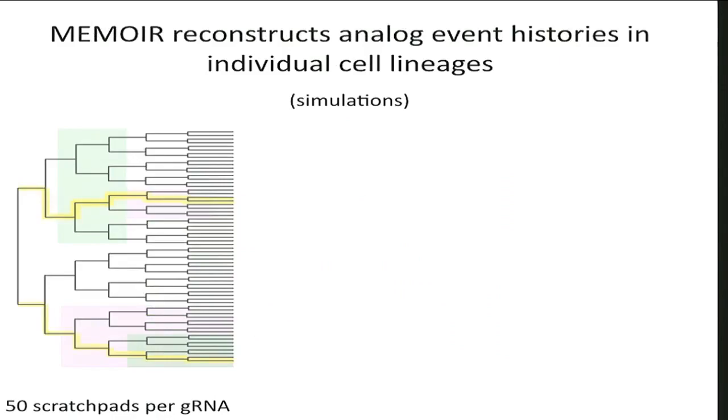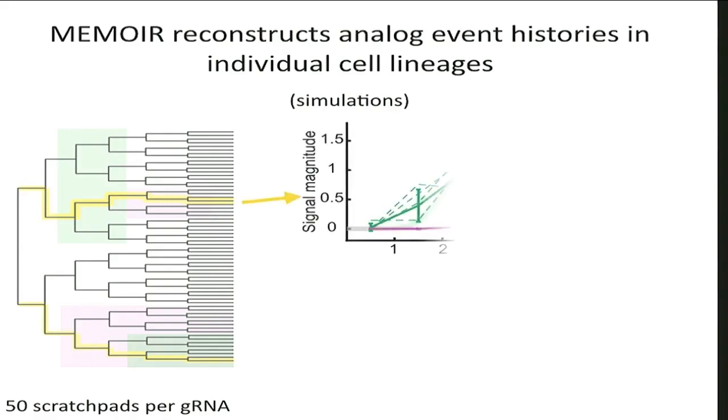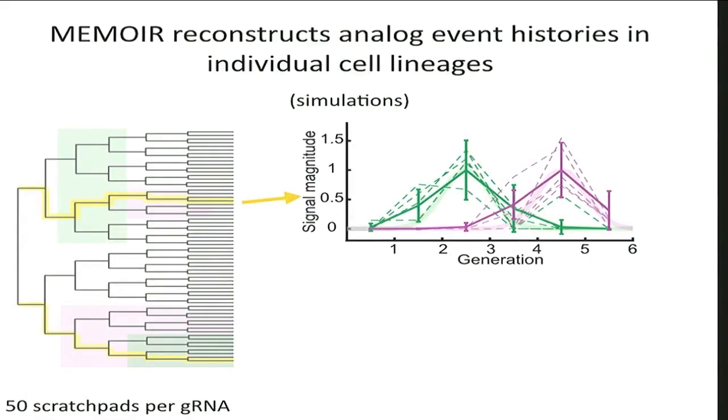And so just to see whether the system ought to be able to reconstruct that, we took empirical parameters that we measured from the operation of this first experimental system and simulated what we would expect to see. This is a 6th-generation tree. There are 2 lineages highlighted here in yellow. And if you see this one, it activated the green signal and then the purple signal.